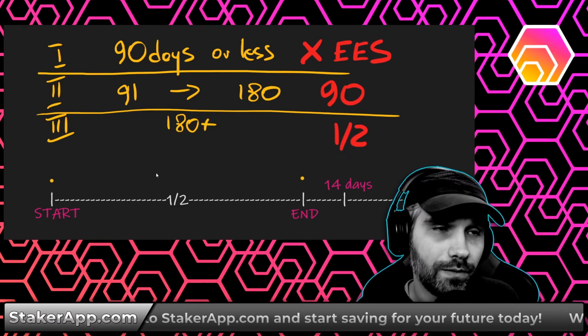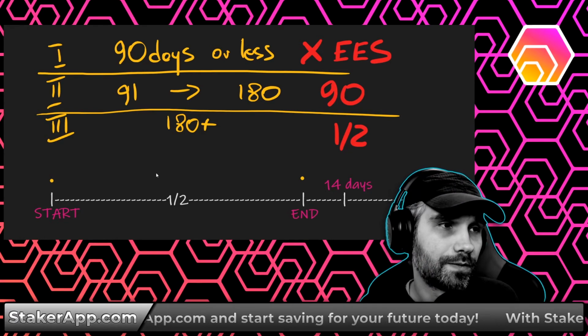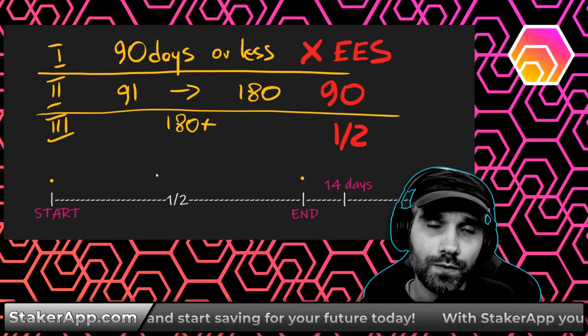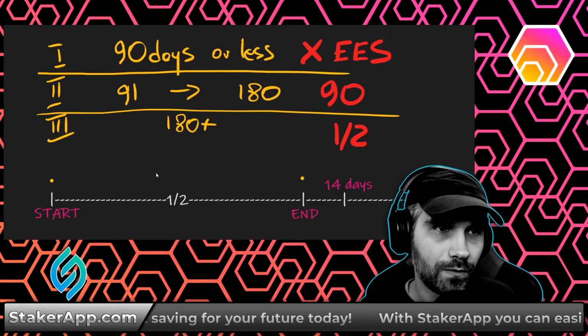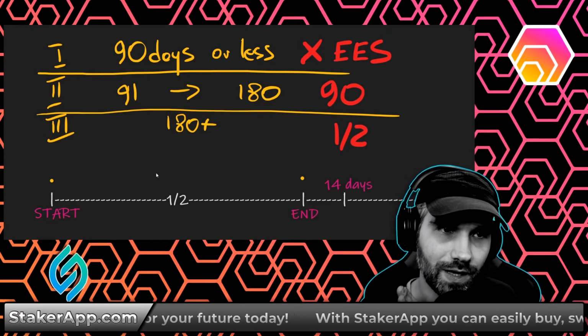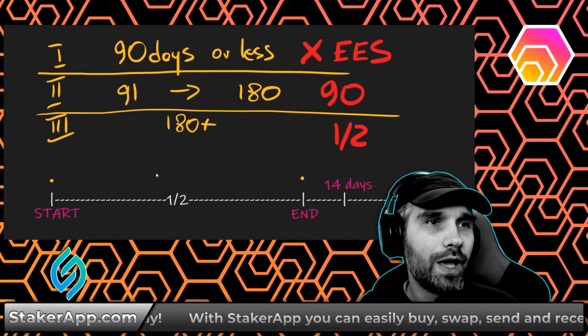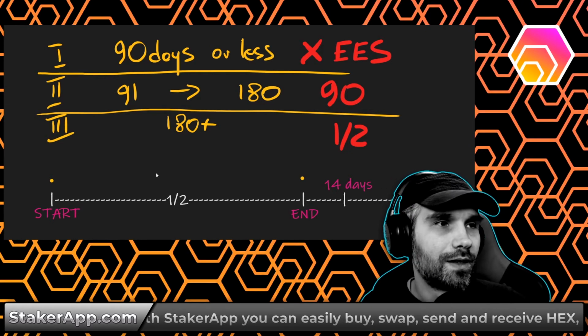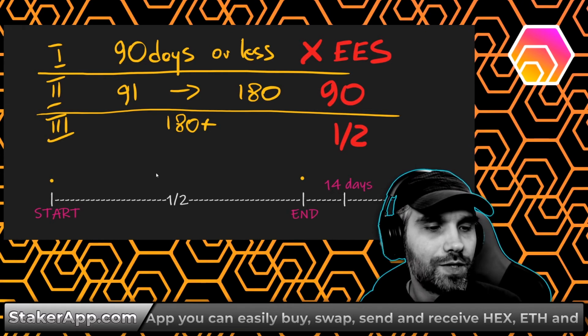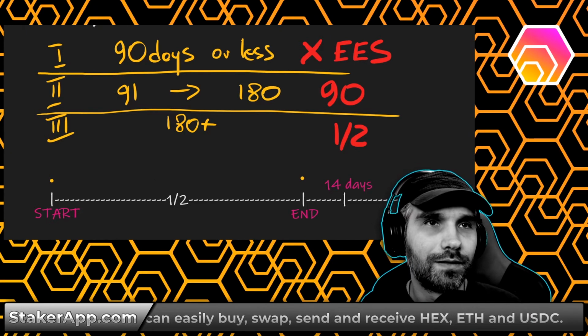And the third category is 180 days plus. You're just looking for the halfway point. And if you've made it to the halfway point, your principal is safe. I hope I did a good job explaining that part, the emergency end stake.